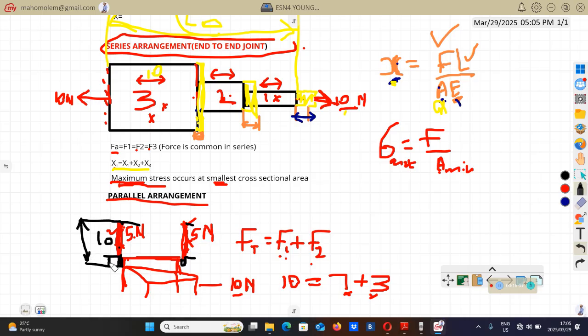This part that you see is what we're going to call the change in length, which is x. So this is the formula to calculate x. For parallel, we say that the change in length of this member will be equal to the change in length of this member. Meaning that if this one support extends by 2 millimeter, this one will extend by the same magnitude, 2 millimeter as well. Therefore, we say that x1 equals x2.